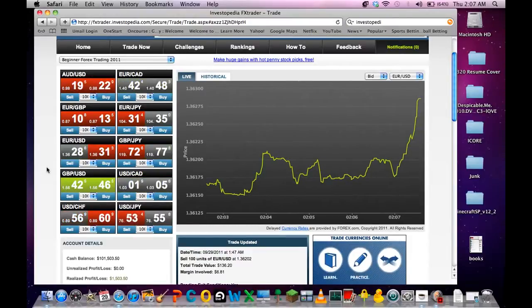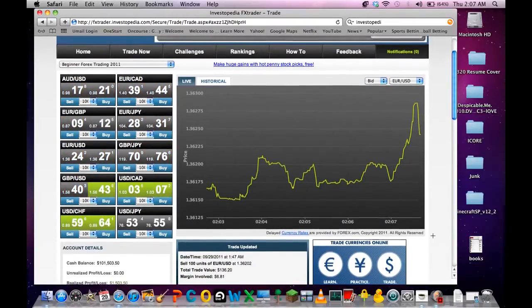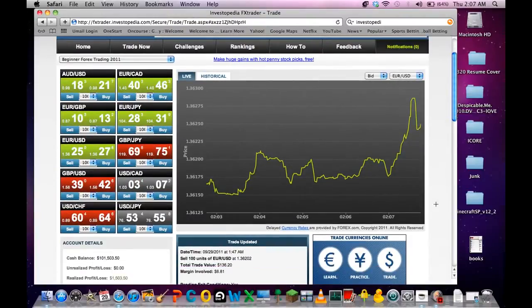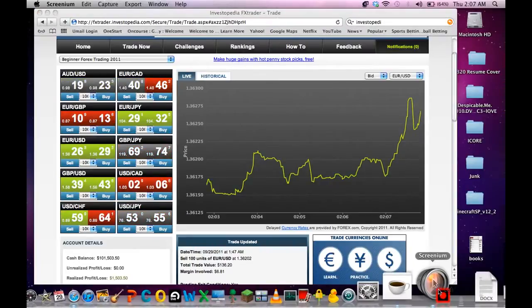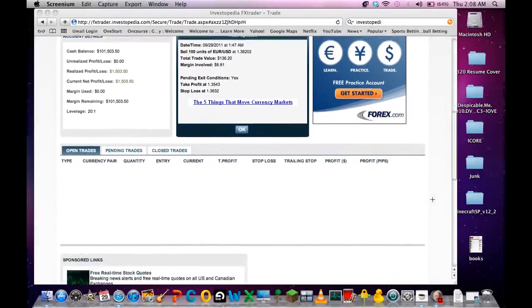So as long as you keep your leverage low and only make small trades and practice on your practice account before you really start doing this, you should be fine. You won't lose a dramatic amount of money, unless, like I said, you're being stupid with the amount of money you're trading. So let's see how this trade is working out here.